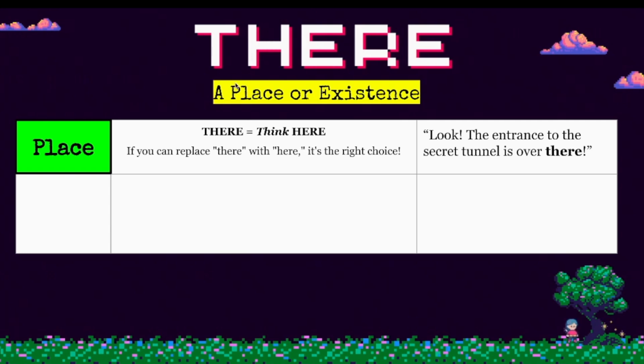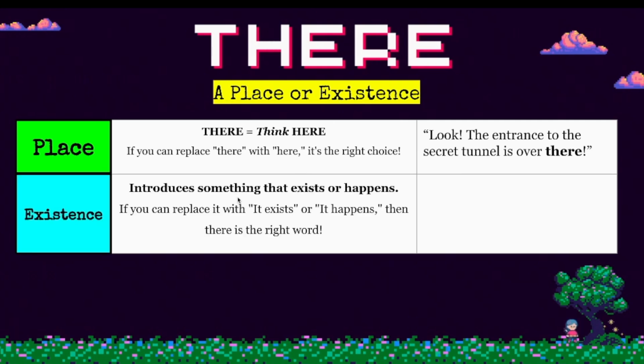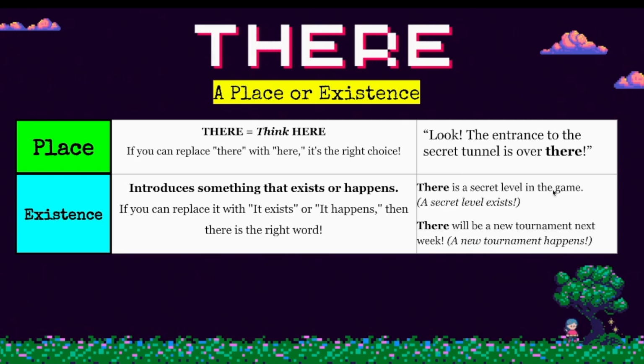But I said there also means existence. So what does that mean? An existence, what I mean is it introduces something that exists or happens. So if you can replace there with exists or happens, then this is the spelling that you want, T-H-E-R-E. For example, there is a secret level in the game. What this means is a secret level exists. If it exists, then you use T-H-E-R-E. This one, there will be a new tournament next week. A new tournament is happening, so that means we use this there, T-H-E-R-E.